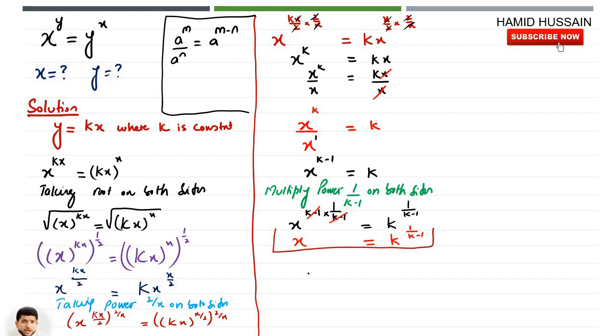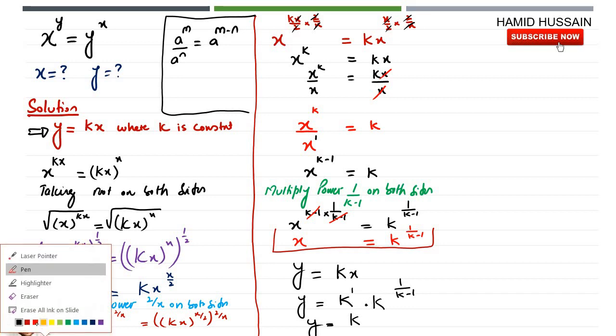So what we need to do now, we have y equals kx, as we know that y equals kx. So when we talk about y equals kx, that means y equals k times x, and as we know x equals k to the power 1 divided by k minus 1. Now y equals k times that. Here this case has power 1 when the base is the same. When the base is the same and the base is multiplying, we're going to add the powers.